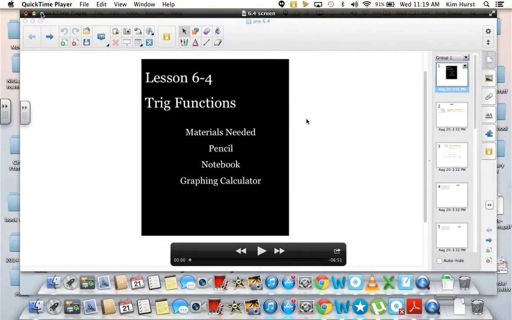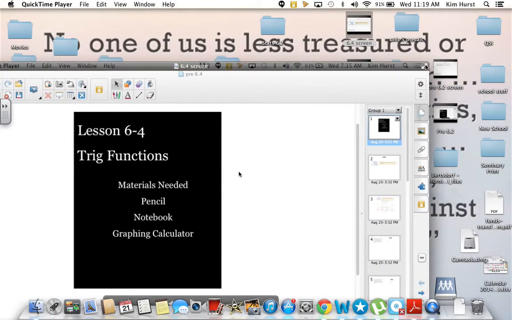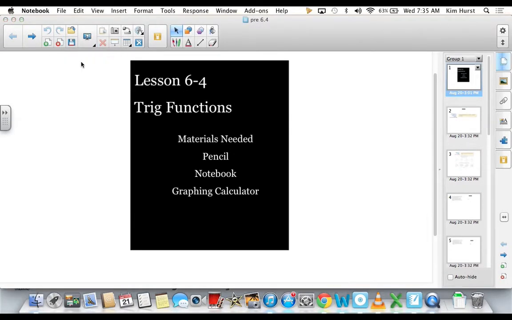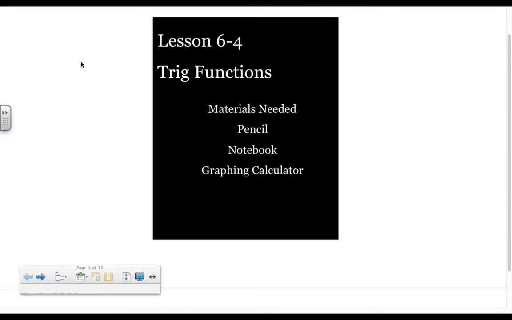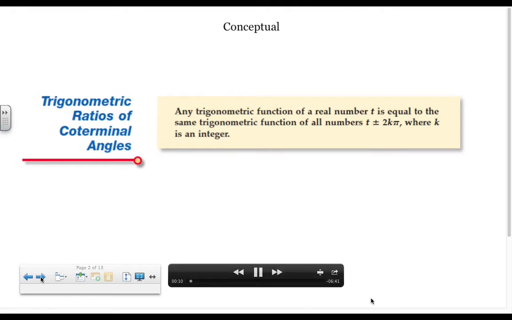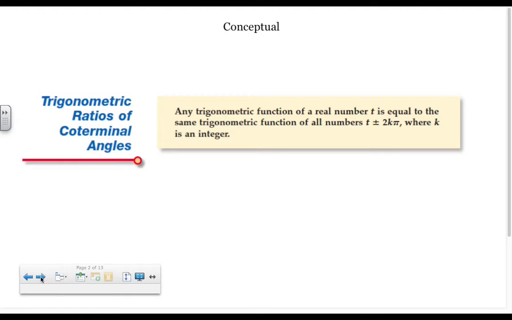Okay, this is the last lesson of the unit. It's also probably the longest video, just so you know. This is trig functions. So we're going to just be doing various things with some of the trig functions. Some of it's going to be familiar because it's very similar to what you did on the unit circle and some of the things that we've already dealt with.